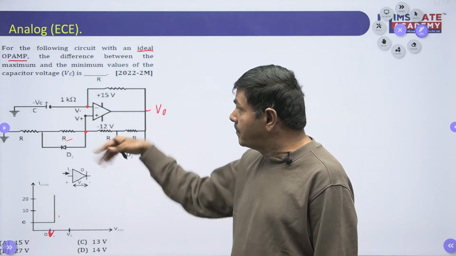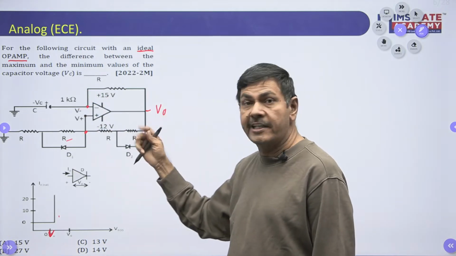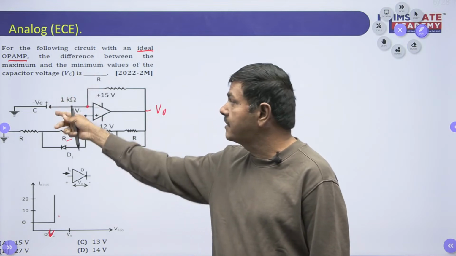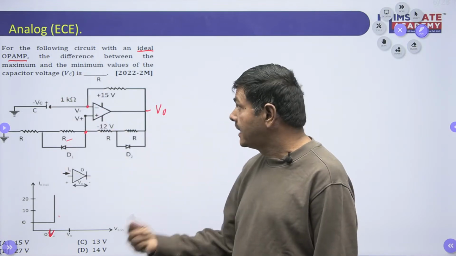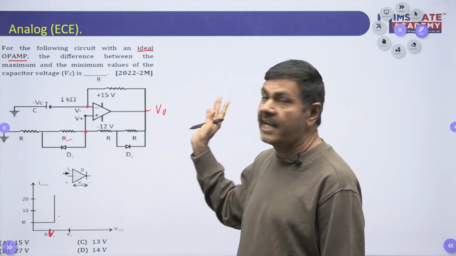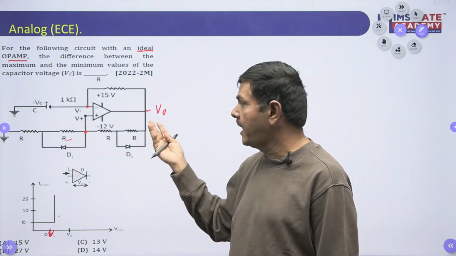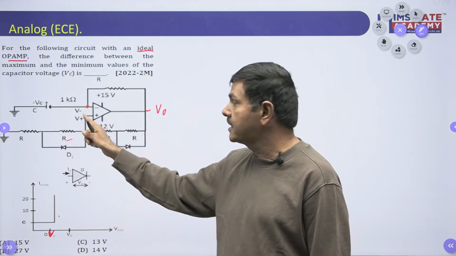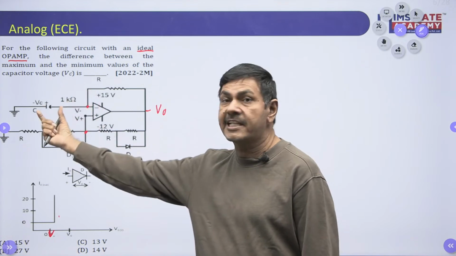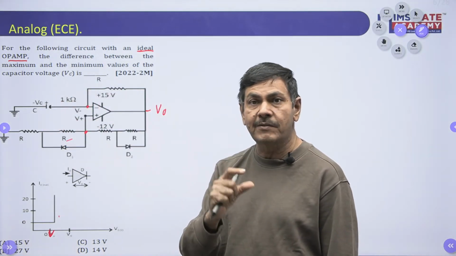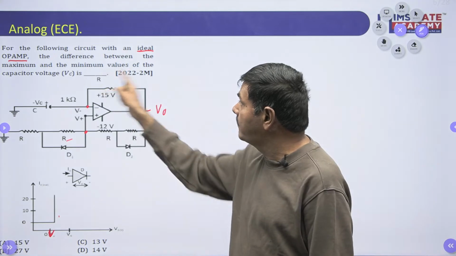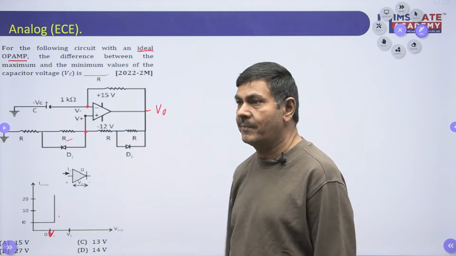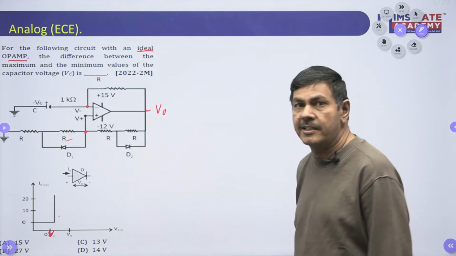Because we are putting V naught equal to plus V sat, I get VC maximum. In the next step, take V naught equal to minus V sat. Find what V plus is. That V plus equals V minus, which is the voltage across the capacitor. That potential will be taken as the minimum value of the capacitor voltage. Then you can find the difference between these two. I will do it now.